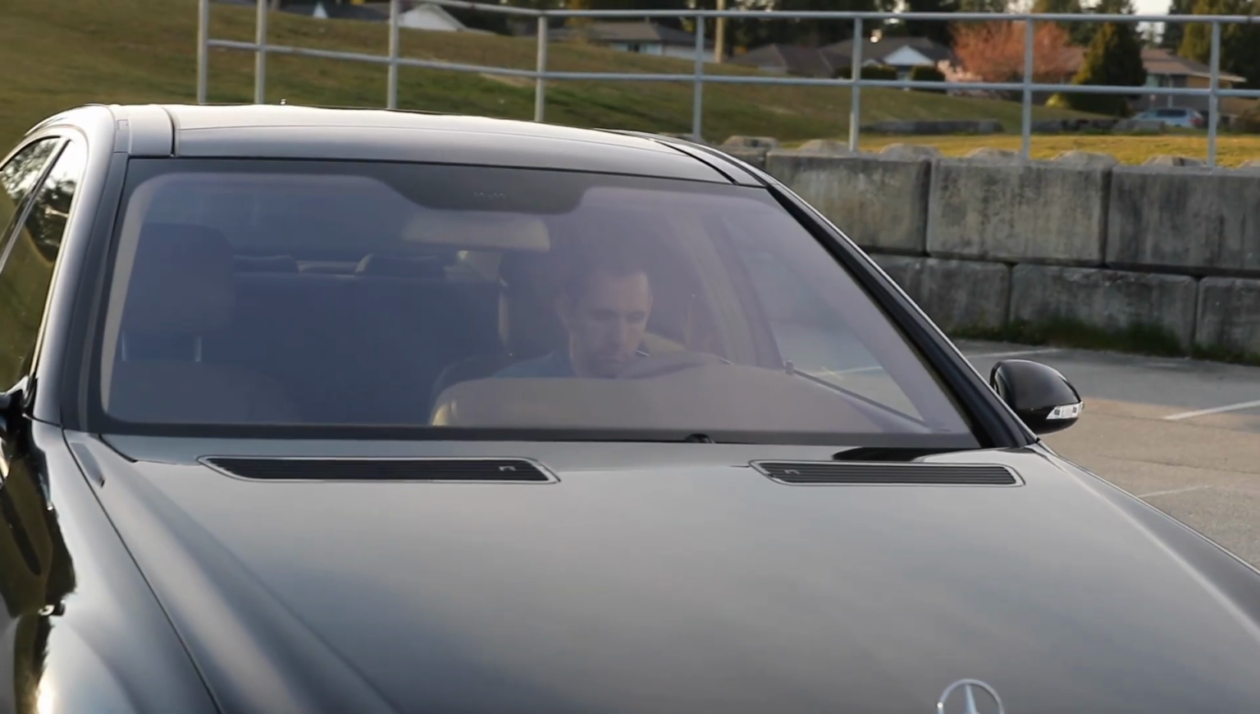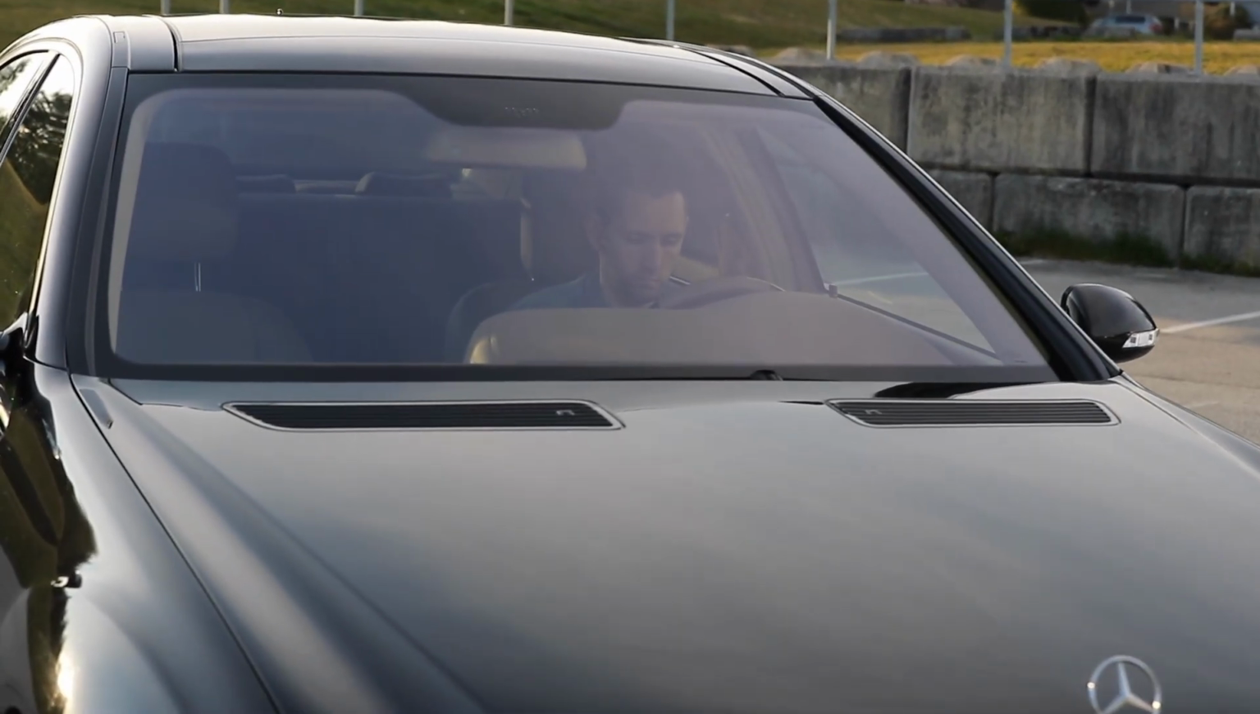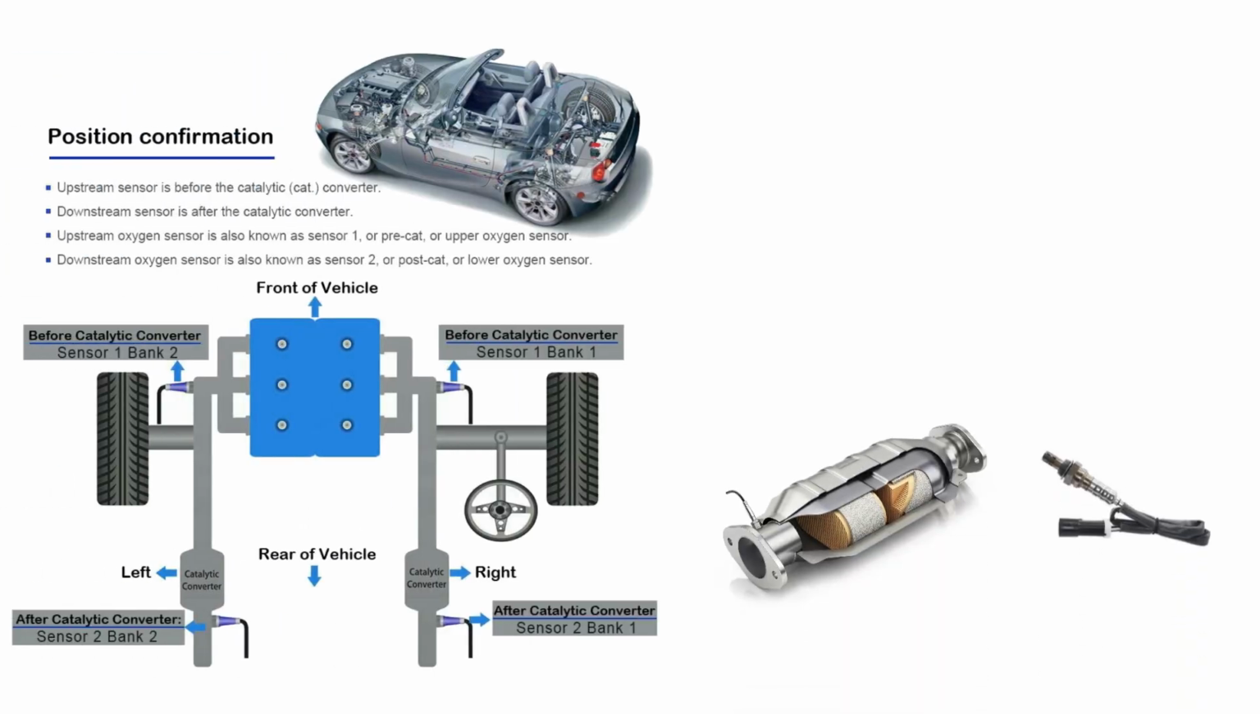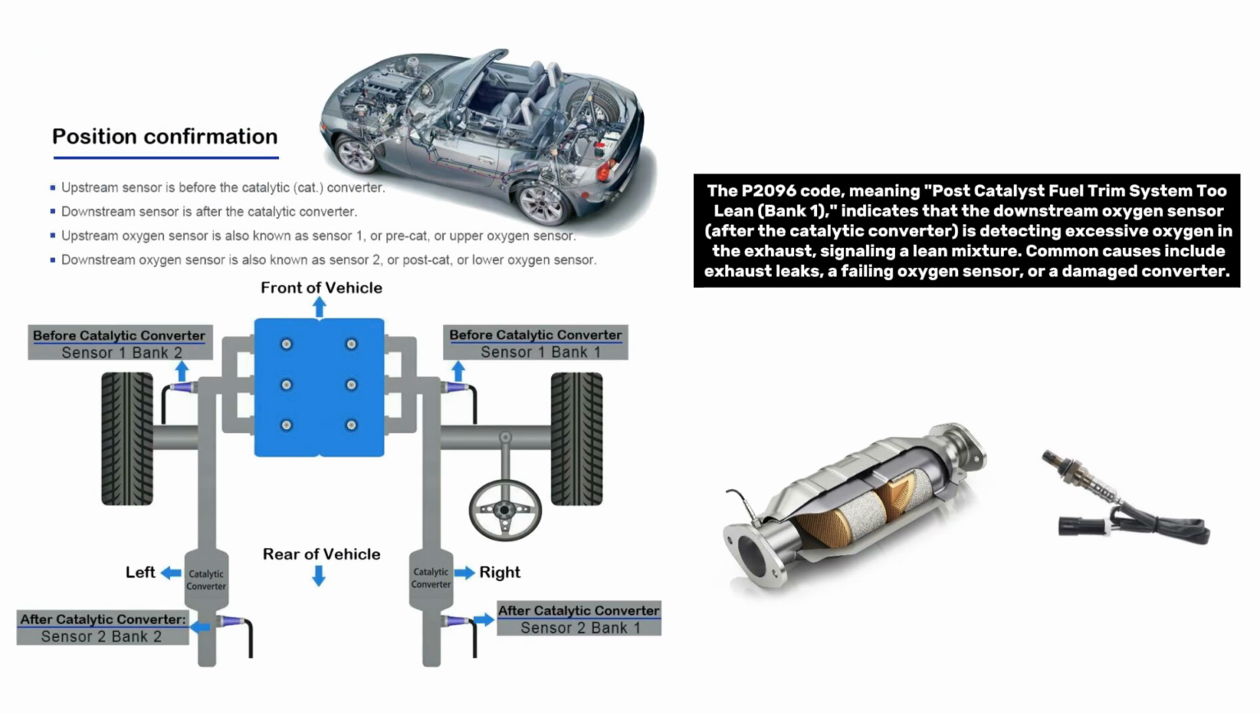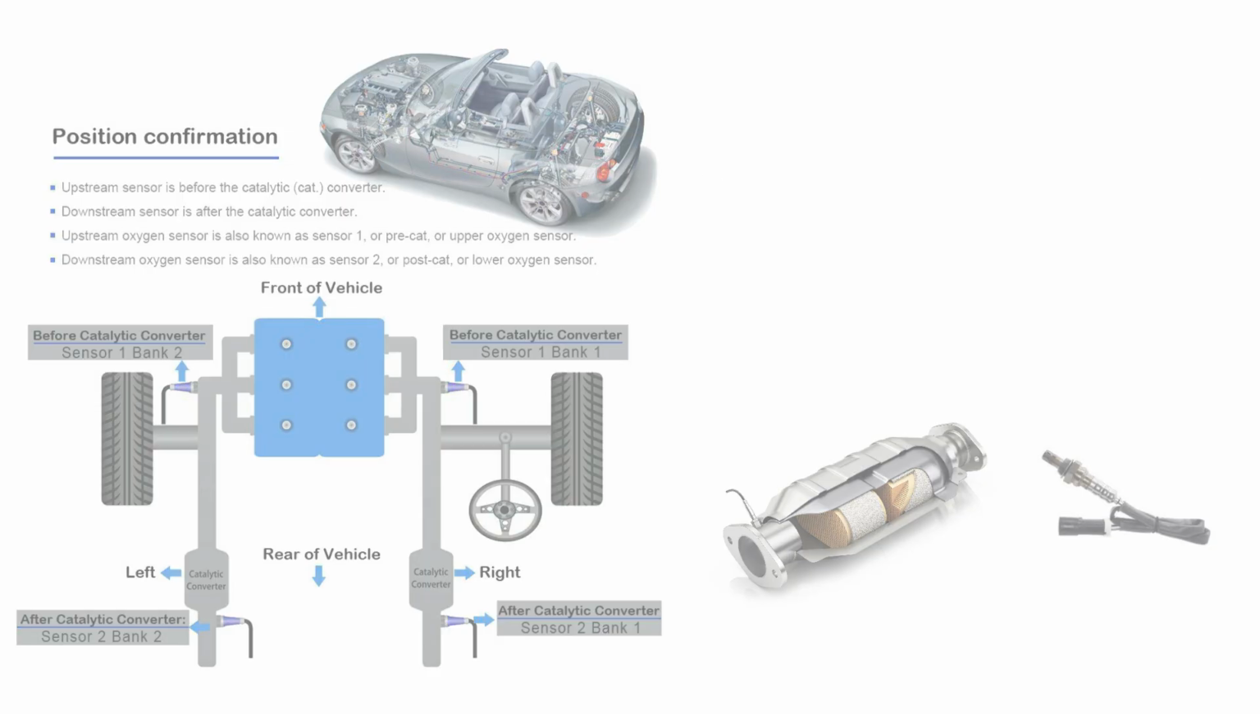The P2096 code means post-catalyst fuel trim system too lean, Bank 1. In simple words, the engine computer detects that the air-fuel mixture after the catalytic converter is too lean, meaning there is too much air and not enough fuel in the system. This problem is usually related to the oxygen sensor, exhaust system, or fuel delivery system.